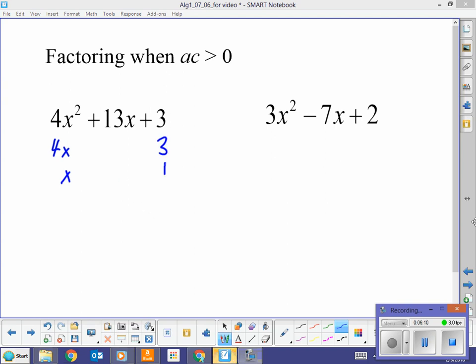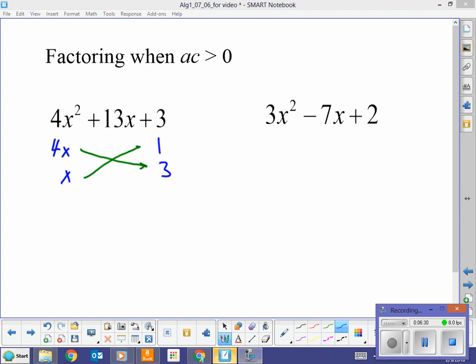Now, if I multiply this again this way, I'm going to get 4x and 3x. So now I'm down to 7x. So what can I do? That's not going to work. I'm going to switch these.